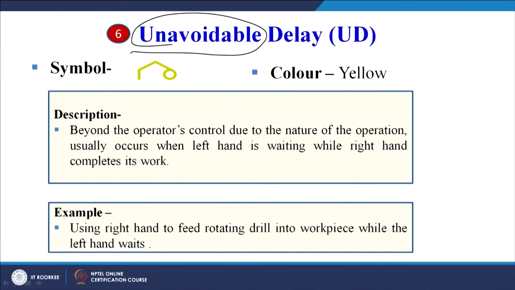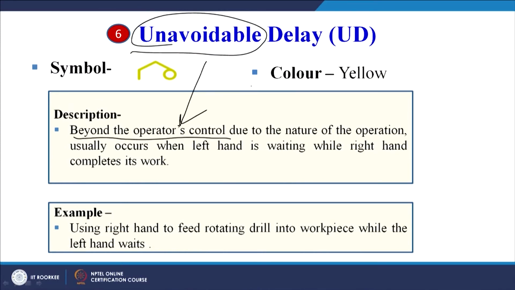So he has all the parts with him, but he is trying to figure out, without doing any physical activity, which part he must take first. That can be termed as a micro motion of planning. Then there is unavoidable delay, which is, as the word says, beyond the operator's control.